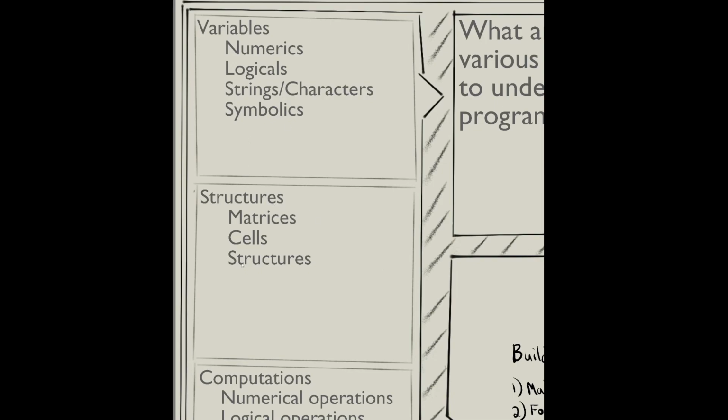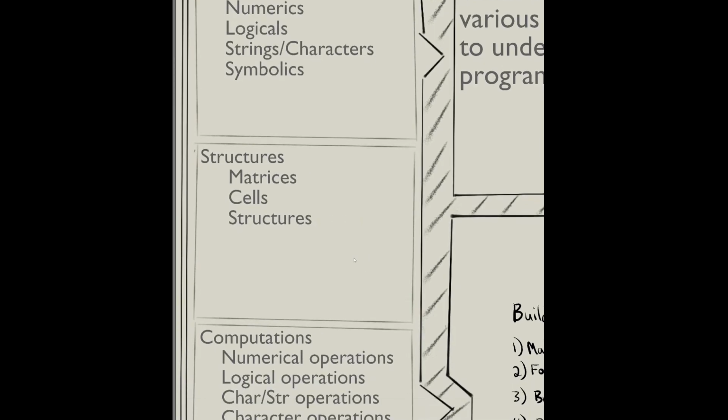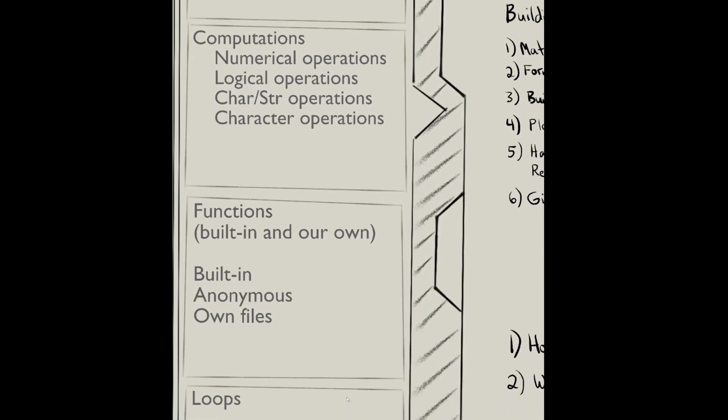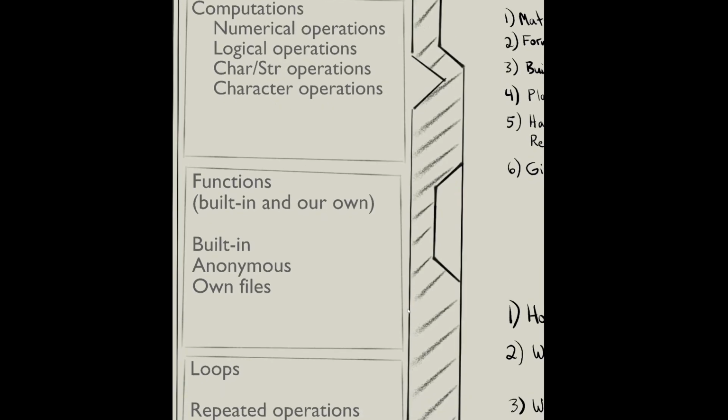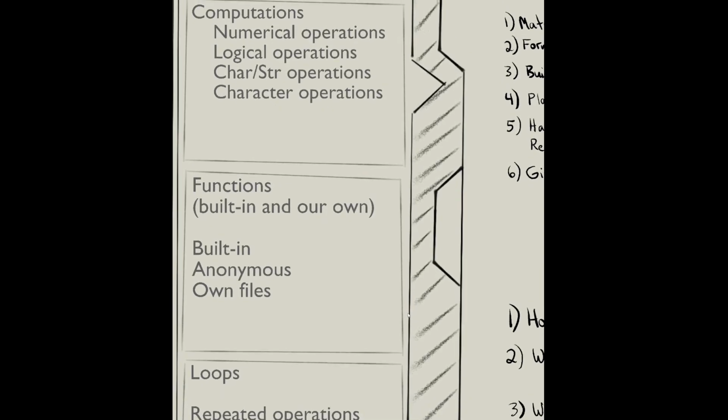So from those variables, you construct structures. These are the matrices, cells, structures, the things that are built off of the variables. And from those structures, you can do computations. So this is numerical operations, logical operations, character and string operations, and symbolic operations.